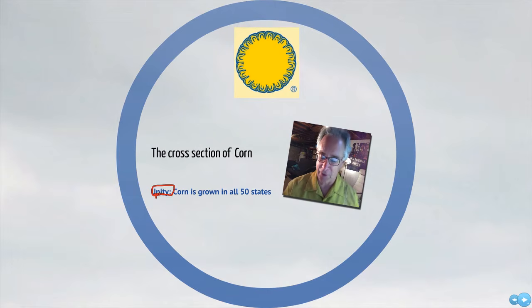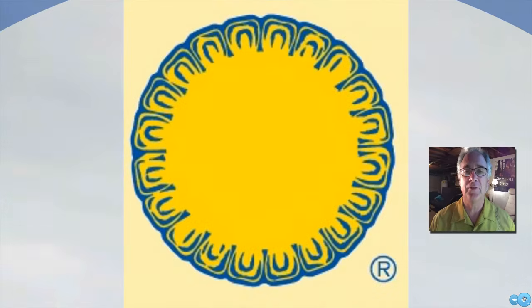But the cross section of corn, if you take a look at it, it's very distinctive. And this is the one that most students overlook when you look at the emblem. They say, "Where's the corn? I don't see it." Well, if you look really closely, here are the kernels, right there. And of course, that's the cob portion of it. So that is the ear of corn, which stands for unity.